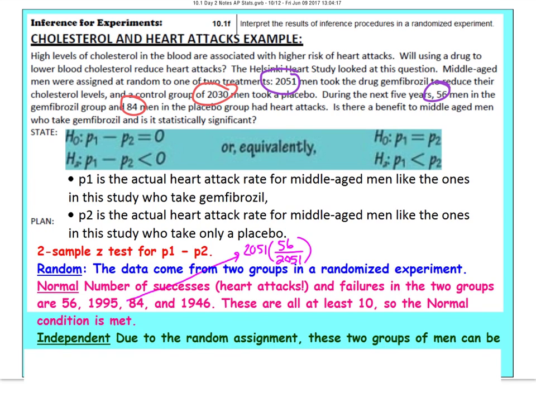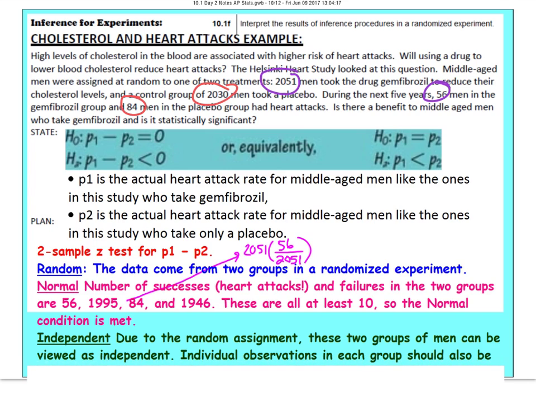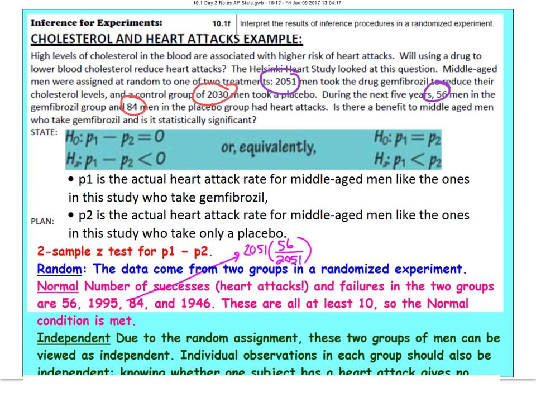Now for independence, due to the random assignment, these groups of men can be viewed as independent. The experiment itself is the random assignment, so independence is covered. You do not actually show the 10% condition in this, even though we're sampling without replacement, because it's an experiment. So keep this in mind. This is one of the first times we've seen it. In an experiment, you don't have to show the 10% condition for independence. The experiment itself is set up accordingly, even though we're not replacing the people who are doing the experiment. Only in a study would you have to check the 10% condition if they are not doing replacement within the study.